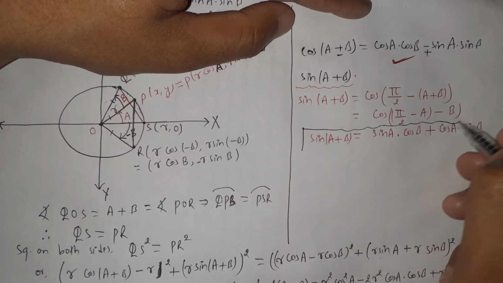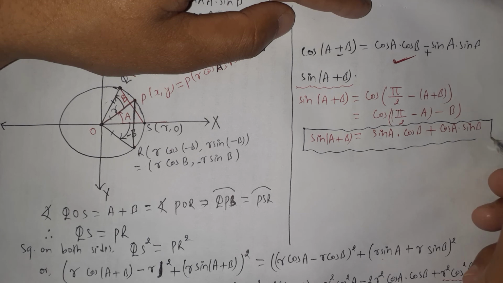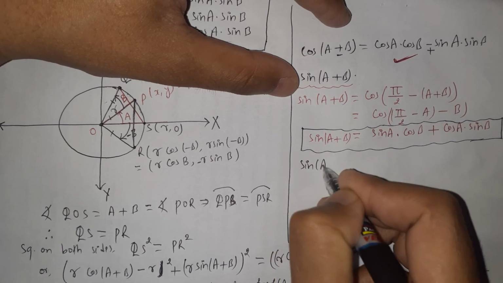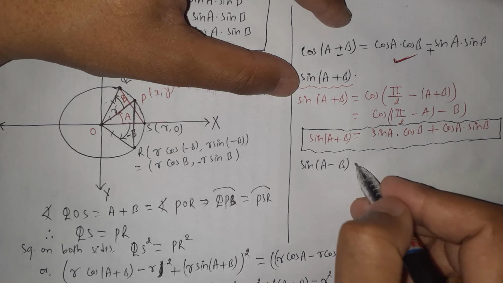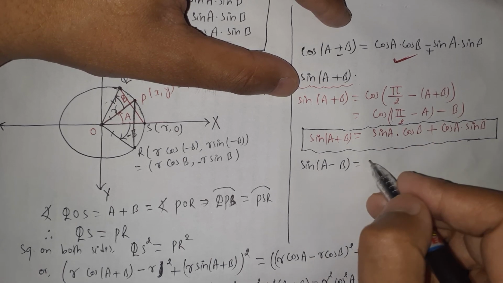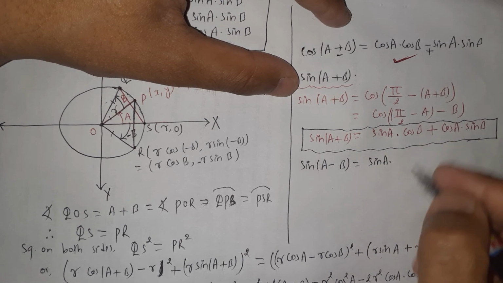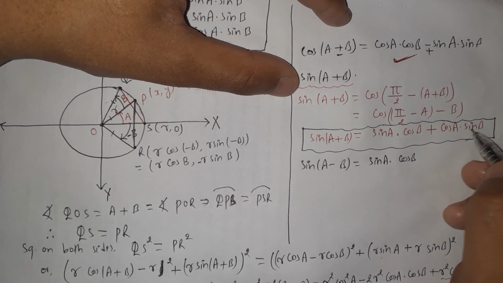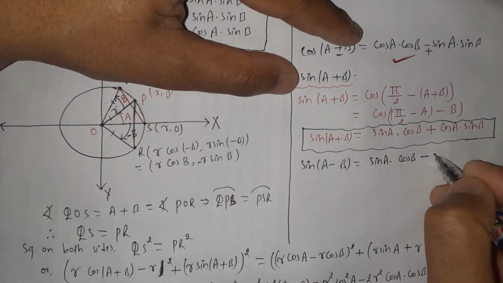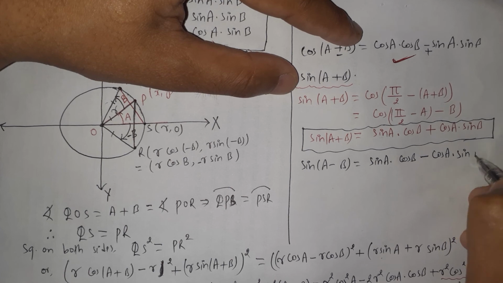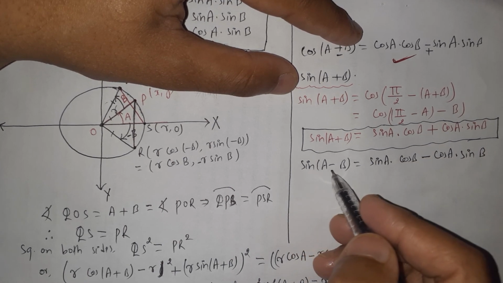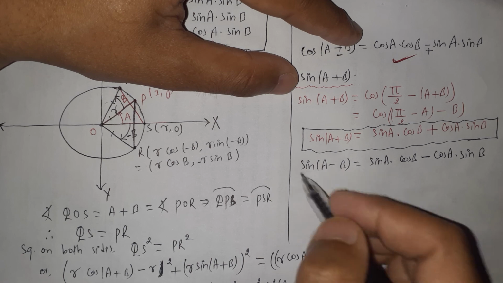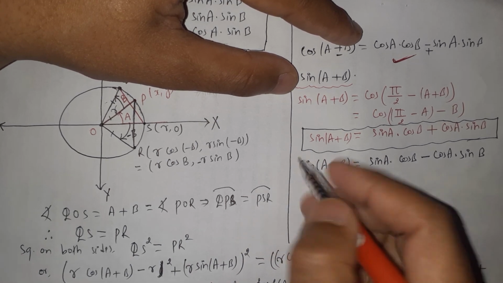Here we also got the relation for sin A plus B: it is sin A times cos B plus cos A times sin B. Similarly, for sin A minus B, just replace B by negative B. If we replace B by negative B, then the expression will be sin A times cos negative B, which gives cos B. If we replace B by negative B, then here will be the minus sin B. So this minus times plus gives negative cos A times sin B. To prove the formula of sin A minus B, we use the formula of sin A plus B, just replacing B by negative B. Here we prove this formula also.